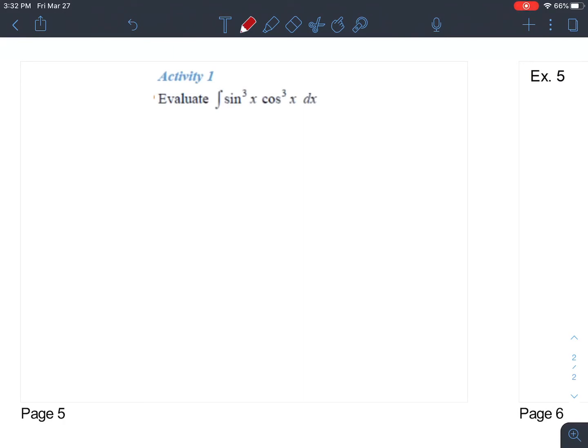Okay, for this question then, it is very similar to the last one. However, even though both of them have odd degrees, that's okay. You just need to pick one and split it up into sine squared and sine. Or you could do cosine squared and cosine. Since I said sine squared and sine first, I'm just going to go ahead and do that. So we got sine squared times sine times cosine cubed dx.